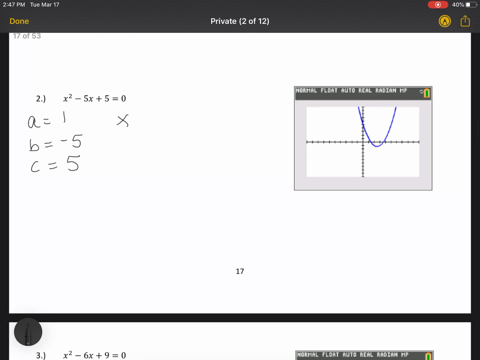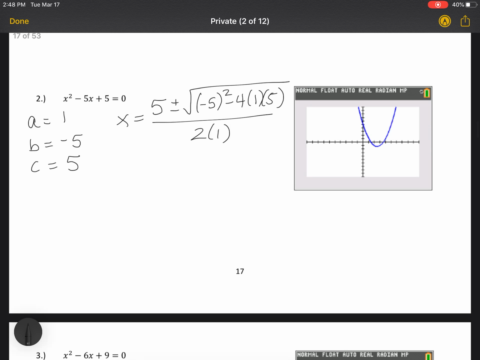So we get x equals -b is going to become +5 plus or minus the square root b squared minus 4 times a times c, all over 2 times a, which is 1. And again, those values are coming from the number in front of x squared, the number in front of x, and then our constant. I'm going to go ahead and evaluate what is under the square root symbol.